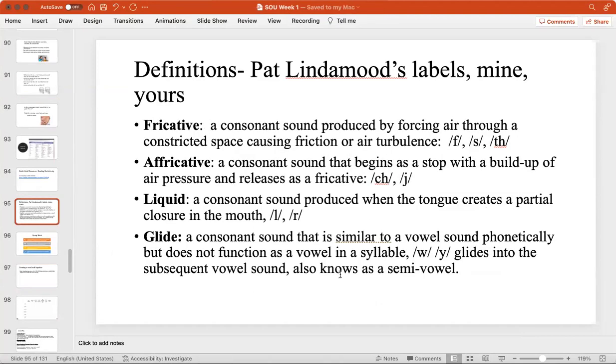Okay. So L and R are liquids, which means the tongue creates a partial closure. Another name for the liquids is laterals. And the reason it's called laterals is the L goes up there and holds the air, and the air comes out the sides of your mouth. And that's both for L and R. And the glides are W and Y.